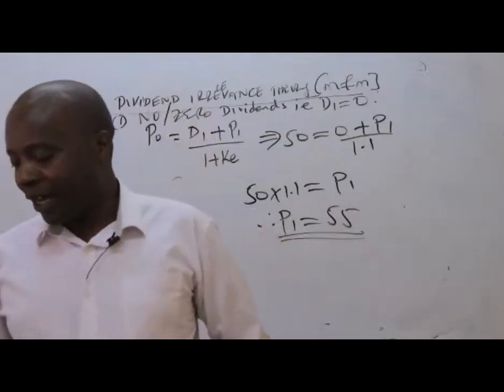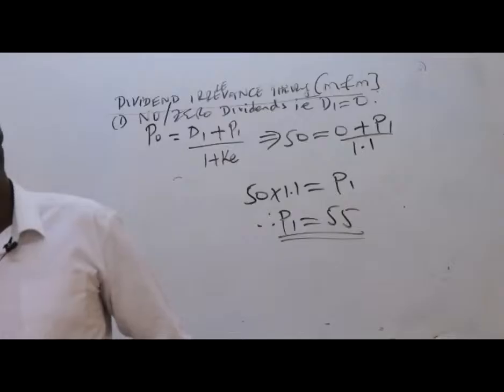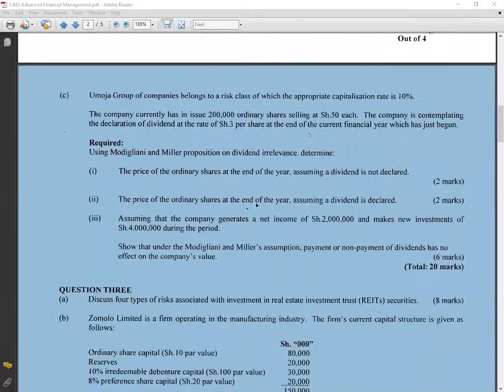All of them. How about Roman 2 of this question? Roman 2 of this question, ladies and gentlemen, asks for the price of the ordinary shares at the end of the year, assuming that a dividend is now declared. I like this. Assuming that a dividend is declared.